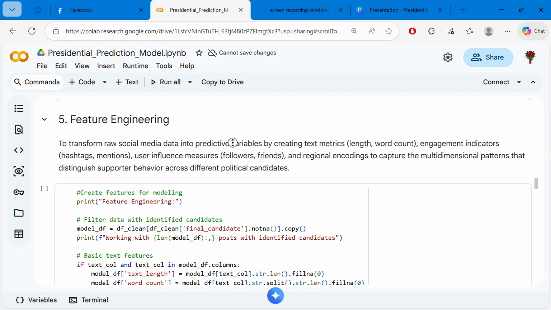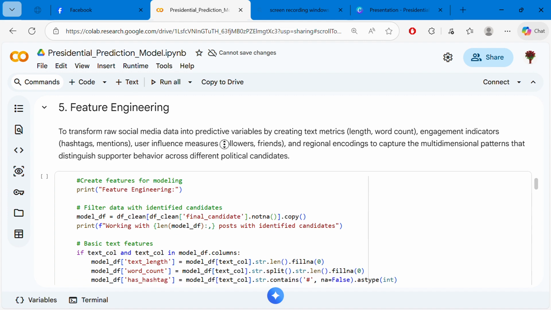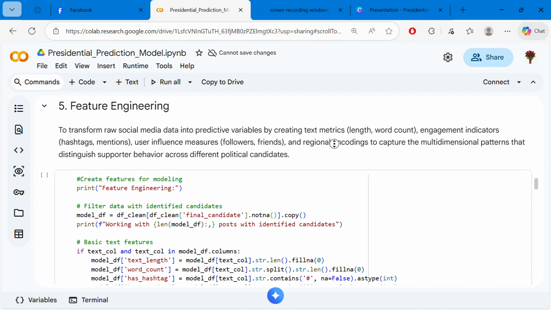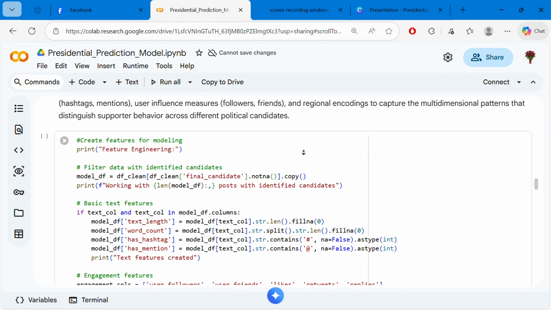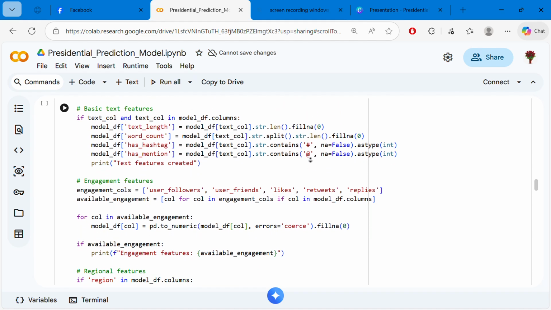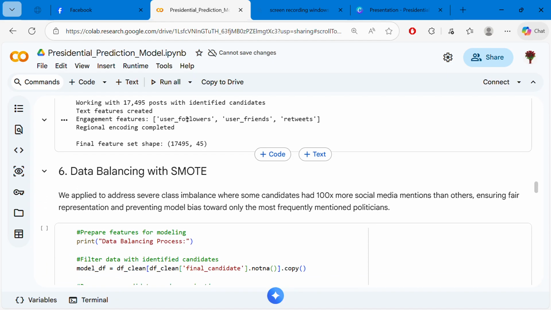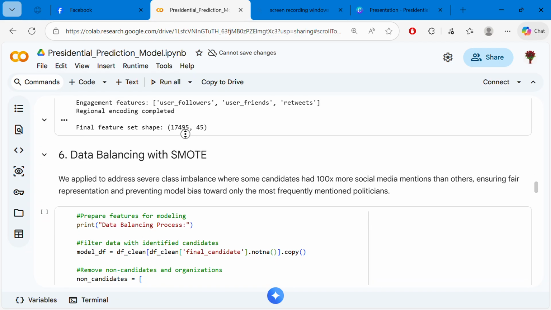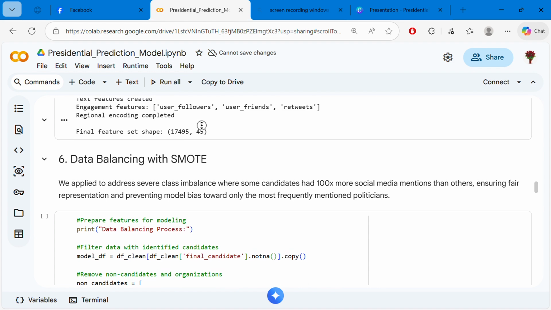We had unnecessary data which we had to reduce, to capture the most relevant columns, so that we can capture patterns and distinguish support behaviors across political candidates. For feature engineering, we had to check on each and every column. Then we found the final features set shape was 17,495 rows and 45 columns.